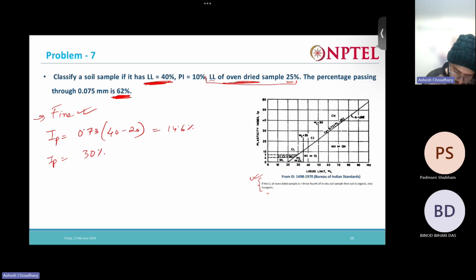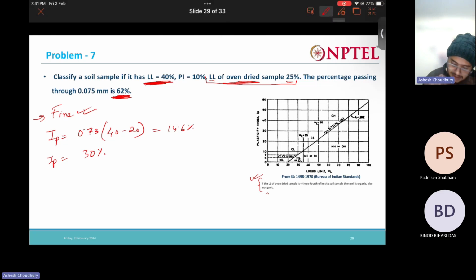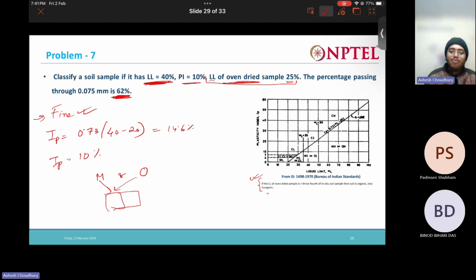Just a second. Sorry, plasticity index is given to you, right? Plasticity index is given 10%. So it is plotting below. So it is going to be M or O. The first one is going to be M or O. Now tell me whether it is M or O using this hint here.